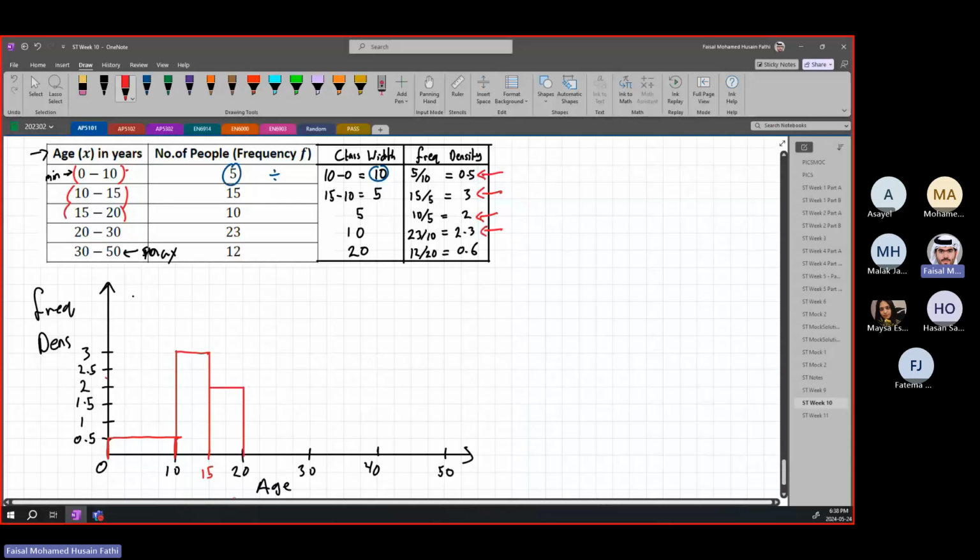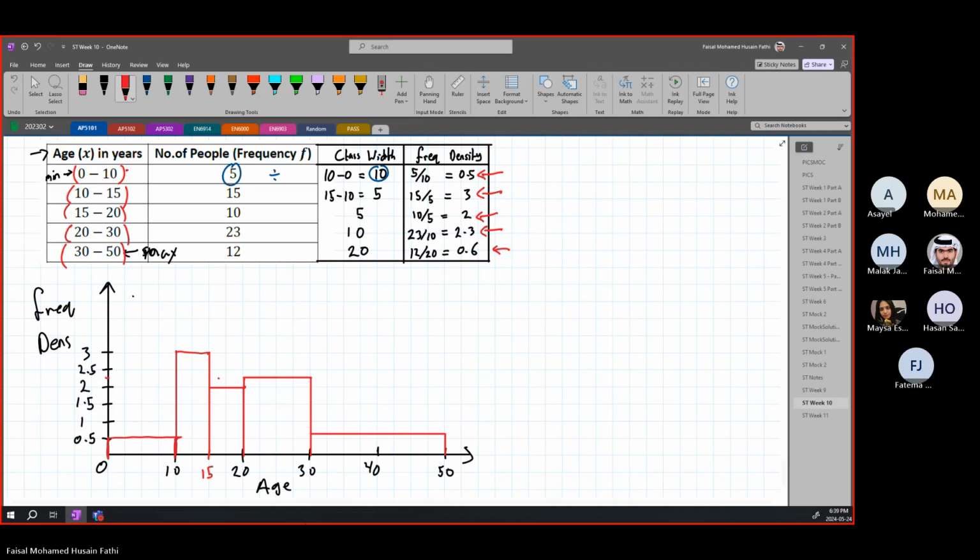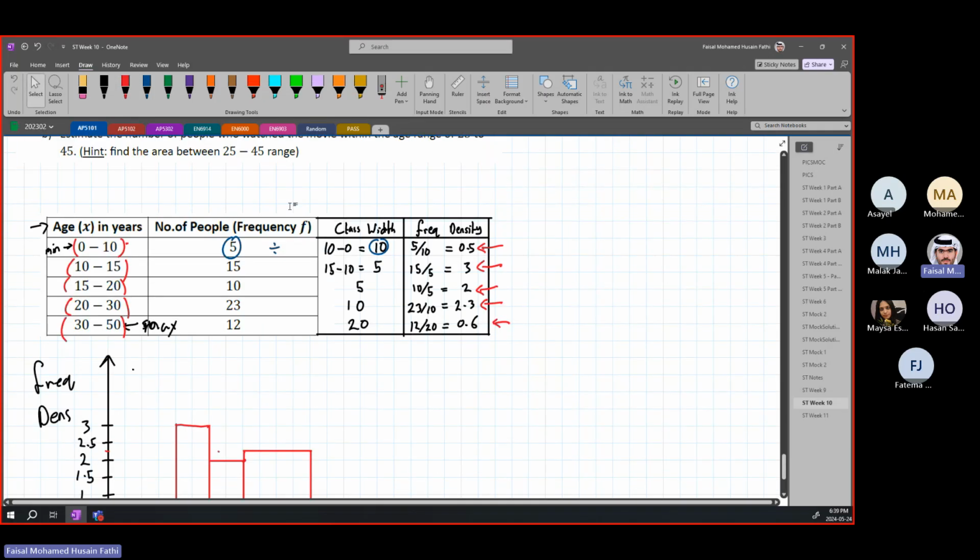The next one is 2.3, which is somewhere in the middle over here. So it is going to go up to 2.3, and the range is from 20 to 30, going down at 30. And then the last one is a full range from 30 all the way to the maximum value of 50, and the value of it is only 0.6, somewhere roughly here. And this is how you would draw a histogram in the case when your class widths are not equal for your different values. All right.